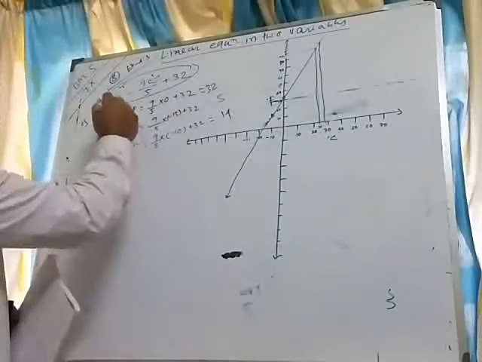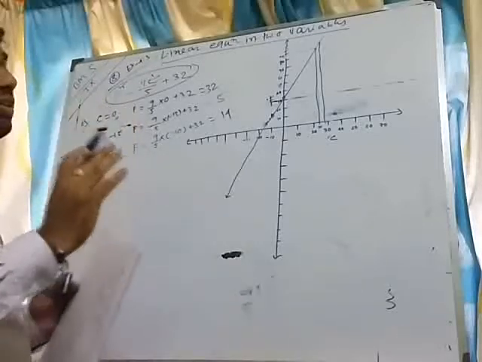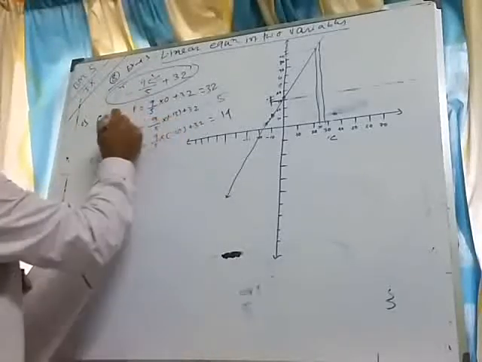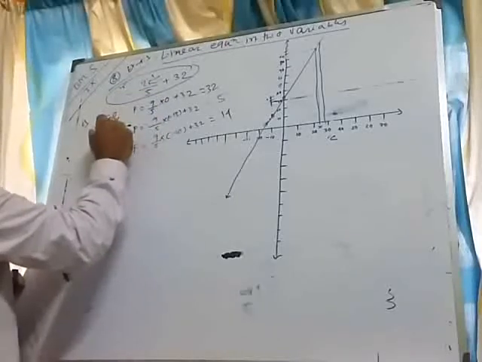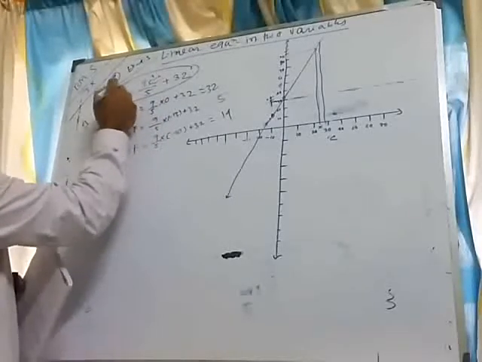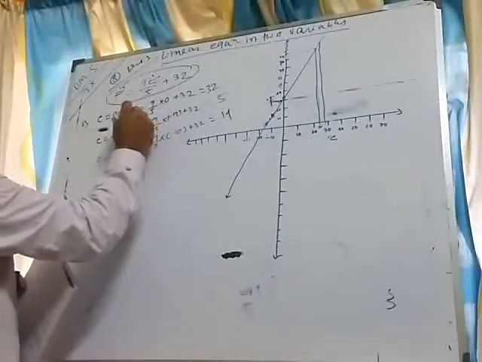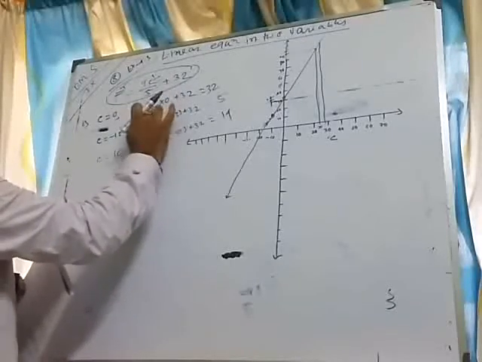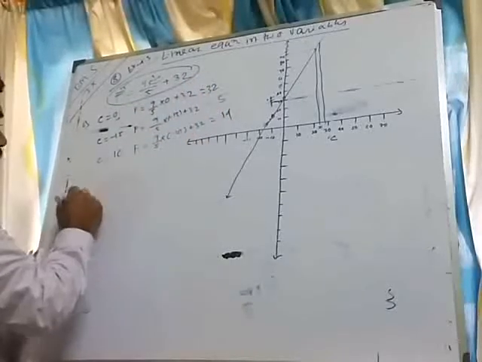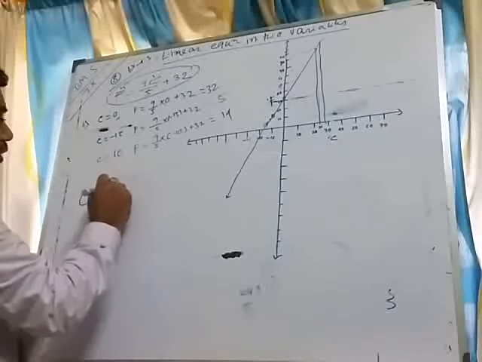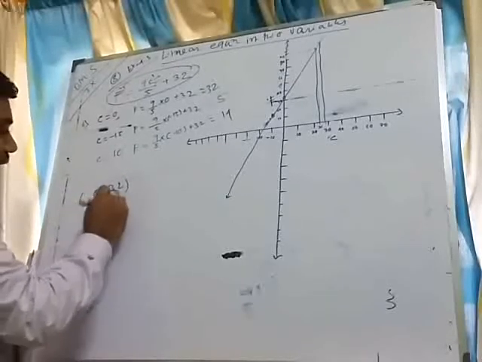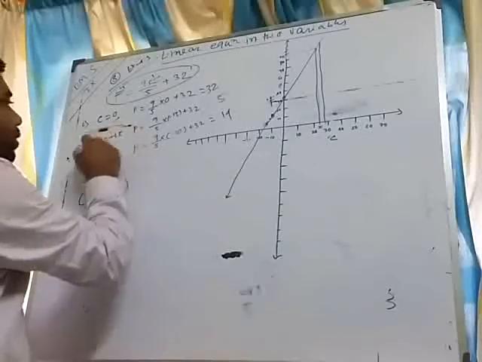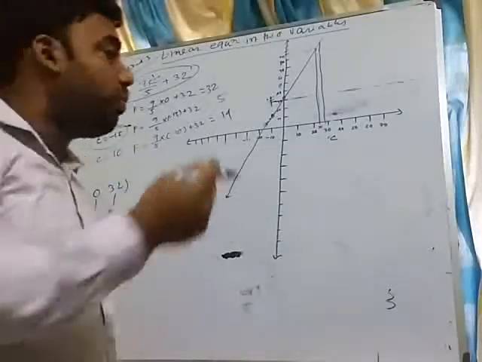First step, we need to find some points, that is ordered pairs, which I have solved on the board. When C equal to 0, just put the value of C, that is 0, in the equation: 9 by 5 times 0 plus 32, that is 32. So the first ordered pair is 0, 32, with 0 for C and 32 for F. Second, minus 15. Now the question is, students, why did I put minus 15?